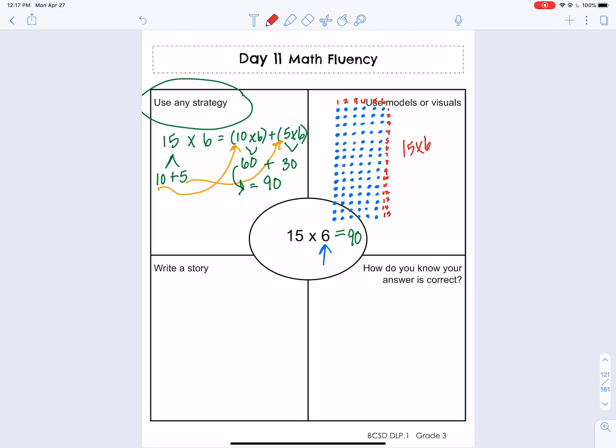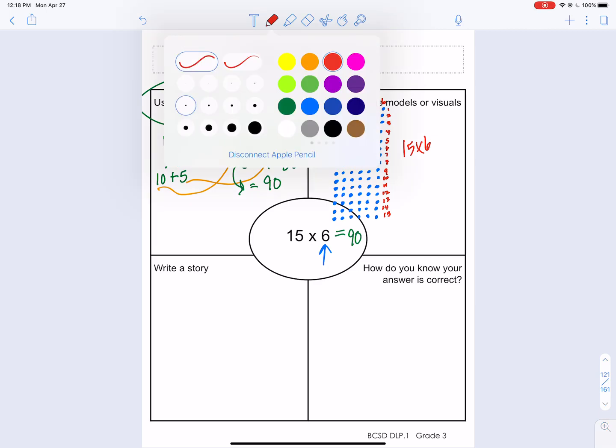Okay, next, write a story. I have to think of a story to talk about this math problem. I'm going to do something about students. I'm going to say there are 15 students. And what is something that students would have? Students usually have pencils with them in their backpacks. So maybe I could say each student had 6 pencils in their backpack. How many pencils do they have in all? Sounds good to me. Let's write it out.